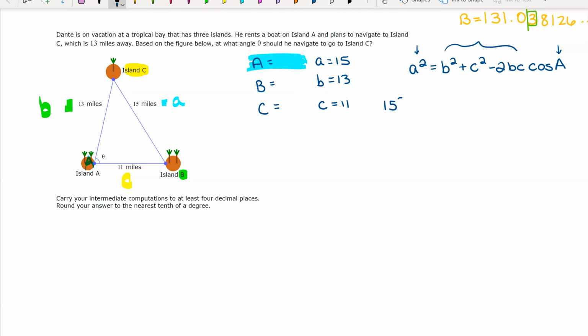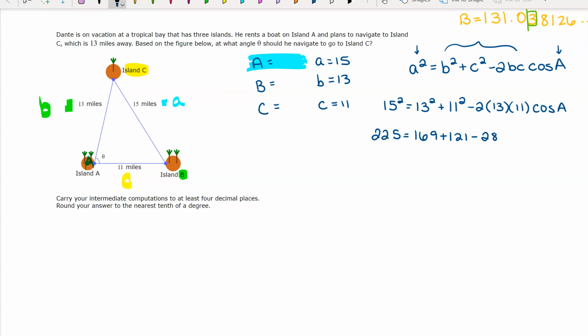I've got 15 squared equals 13 squared plus 11 squared minus 2 times 13 times 11 times cosine of A. So now let's make these numbers a little prettier. I've got 225 equals 169 plus 121 minus 280 something. I got to use my calculator for that. 13 times 11 times 2. 286. Oh, I was close.